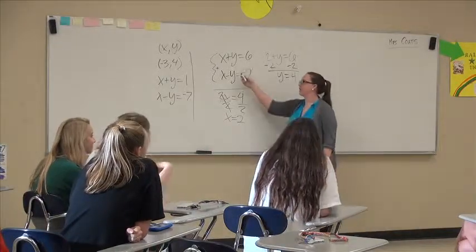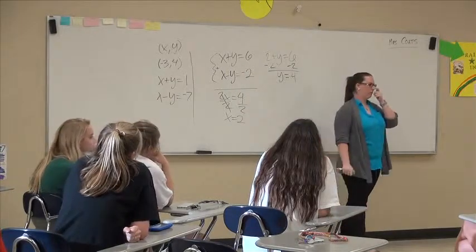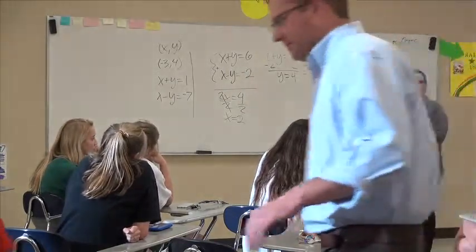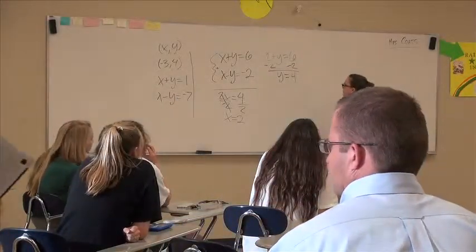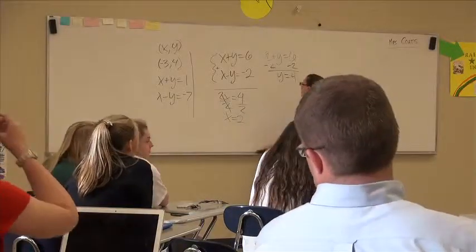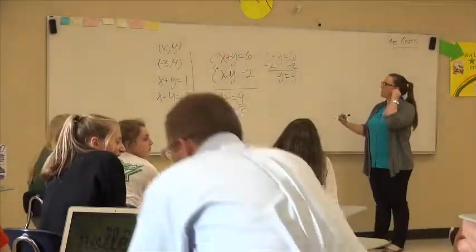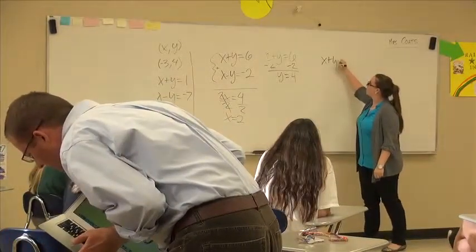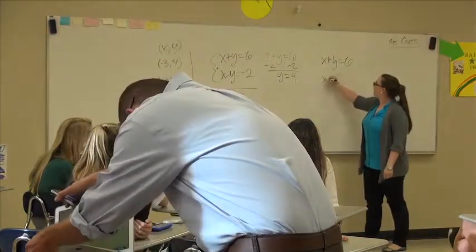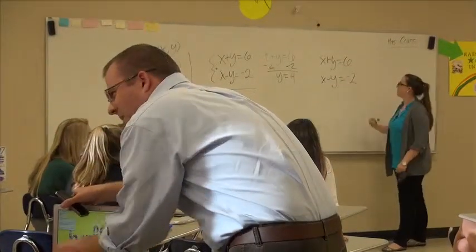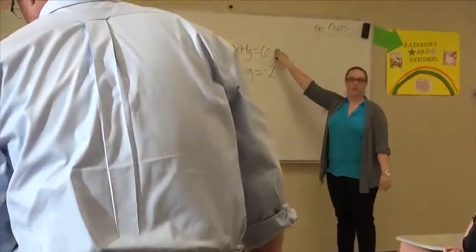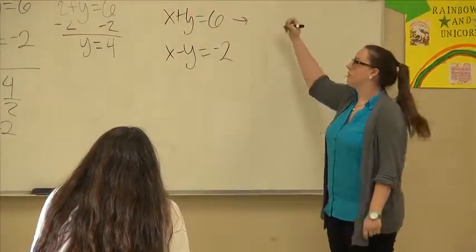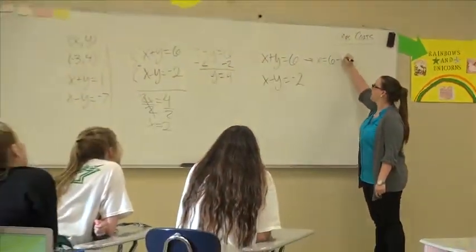Instead of adding these two together, what else could we have done? Substitution. If we're doing substitution using the same equations, we still have x plus y equals 6, and x minus y equals -2. How would I start my substitution? Let's find x on the top one. We have to move the y over: x equals 6 minus y.